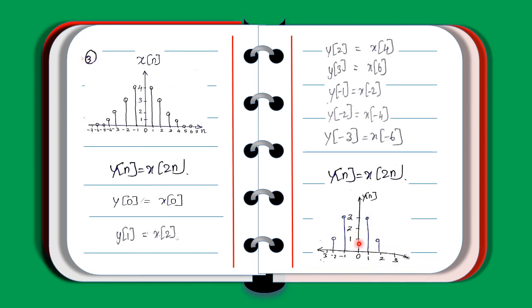Y of 0 is equal to 0, y of 1 is equal to 3, y of minus 1 also equal to 3, y of 2 and y of minus 2 is equal to plus 1. All the further values are 0 on both sides. So this is the time scaled version of x of n, such that y of n is equal to x of 2n. So we can see that here x of n had many samples. From that, certain samples only are included in y of n because of this time scale.